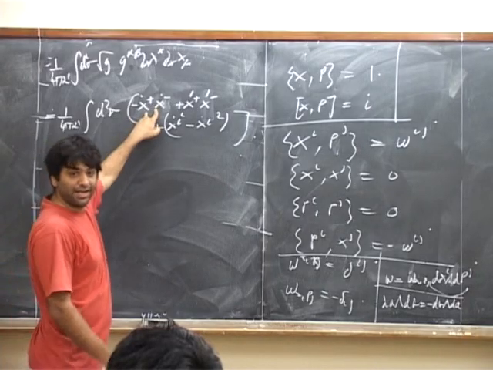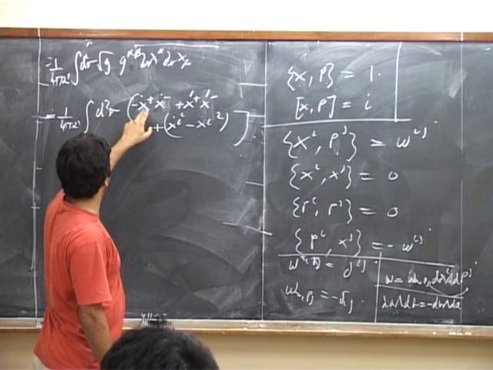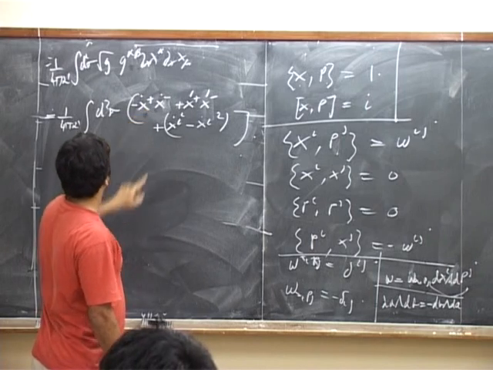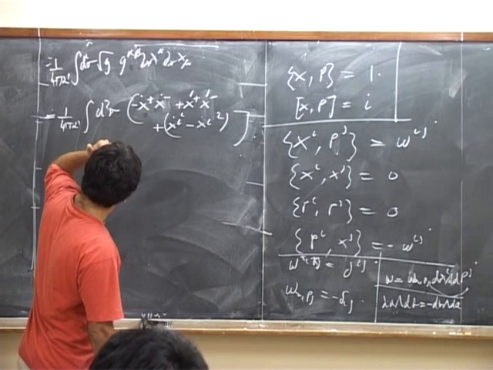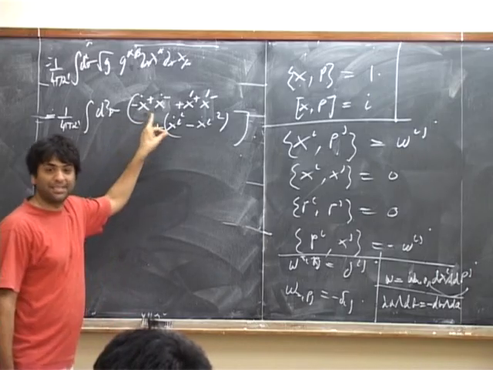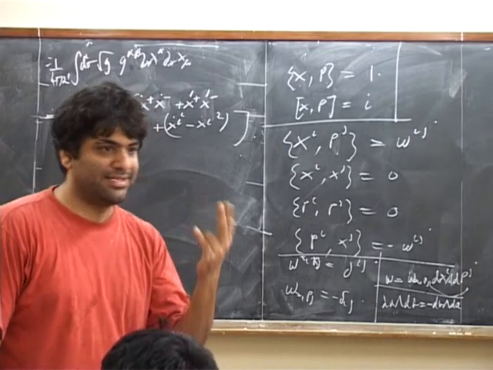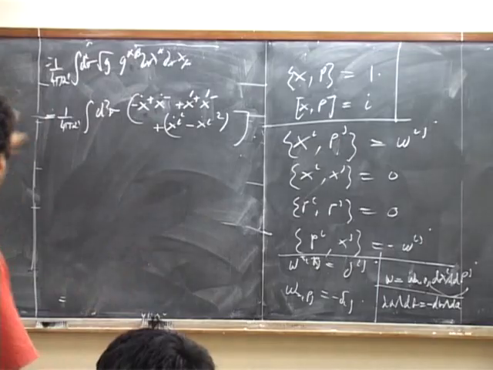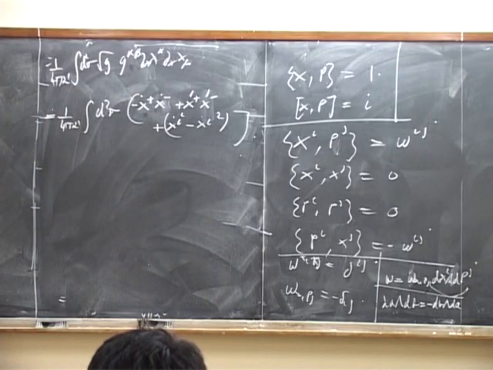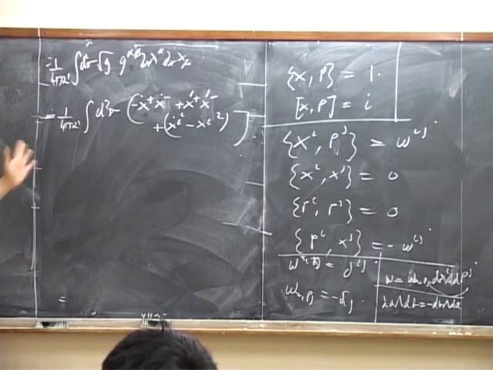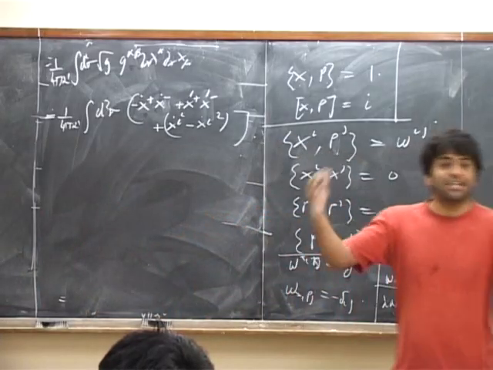Let me check if I got the signs right here. This one would be... this is right because x plus is t plus x, minus is t minus x. The part that comes from t and t should appear with a minus sign. So that's correct signs. Okay, so this is our action.